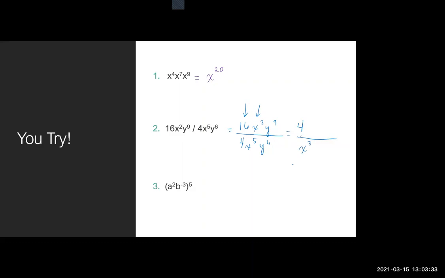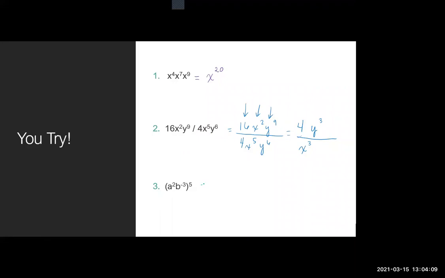Write it out if you need to, okay? Then think about your y's. With your y's, you have y to the 9th on the top and y to the 6th on the bottom. So think about it, 6 of those y's are going to cancel out, and you're left with 3 of them on top. Again, write it out if you need to help you see it.